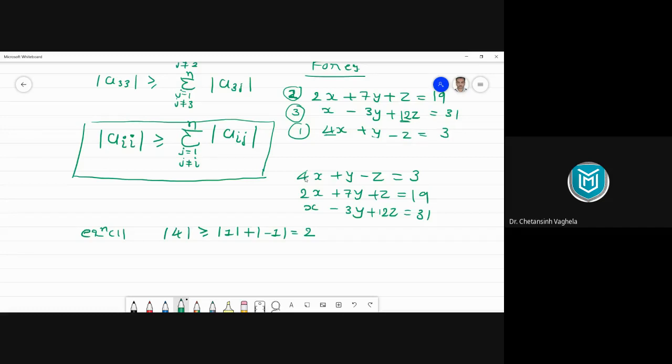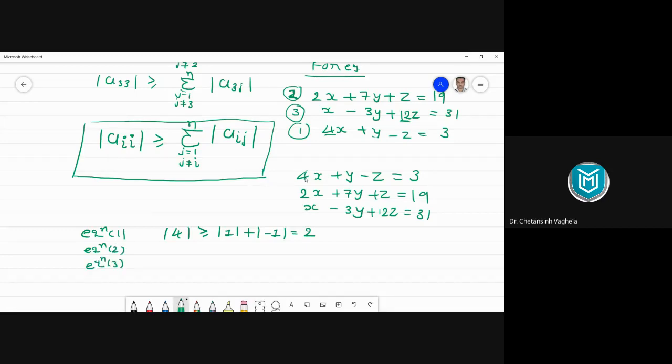Right? But we can only apply Gauss-Jacobi or Gauss-Seidel if it is satisfied for all the equations, not only for the first. So we need to check it for the second and third equation also. It should be satisfied for all. So let's check it for equation 2 and equation 3 as well.